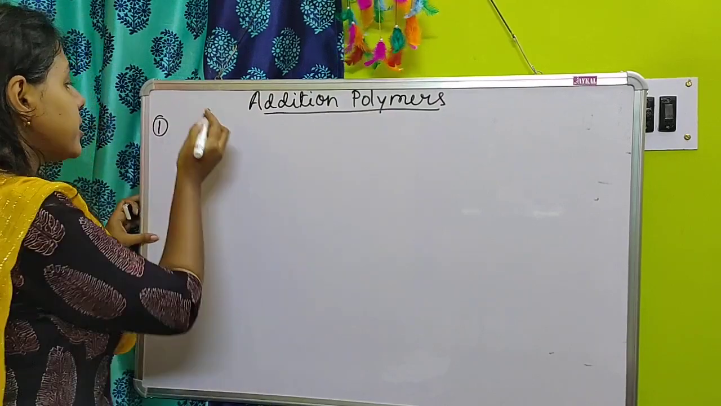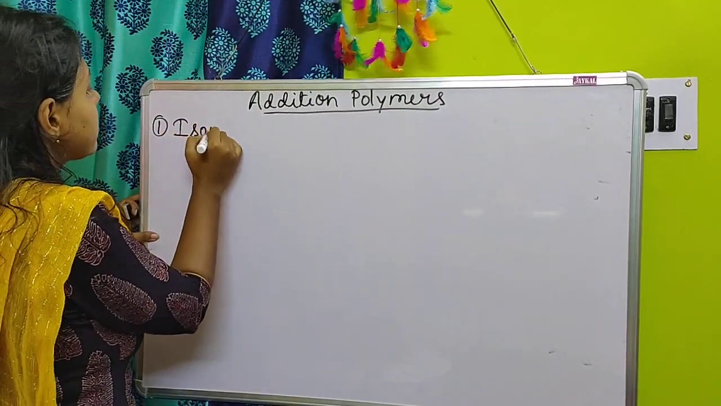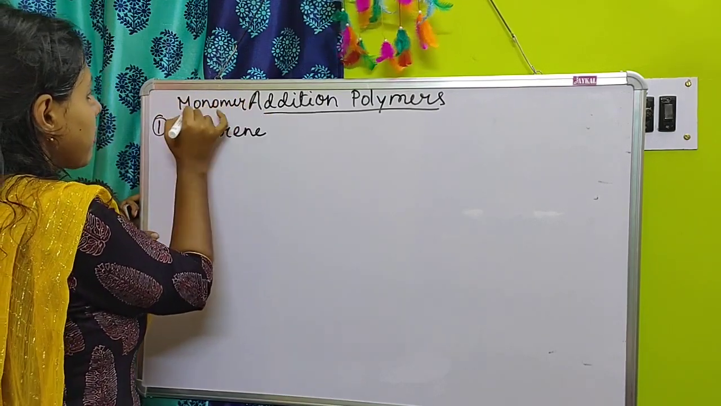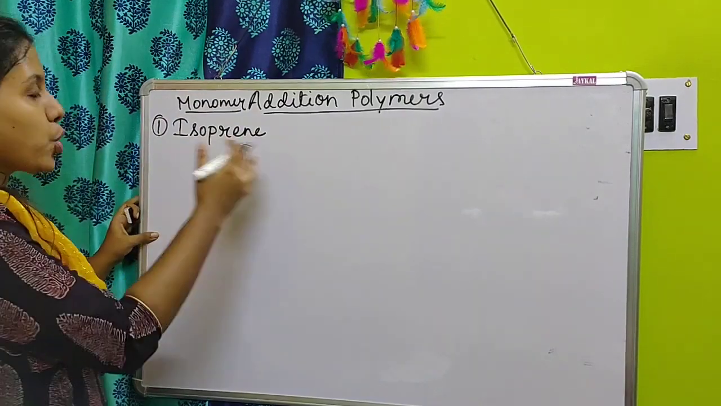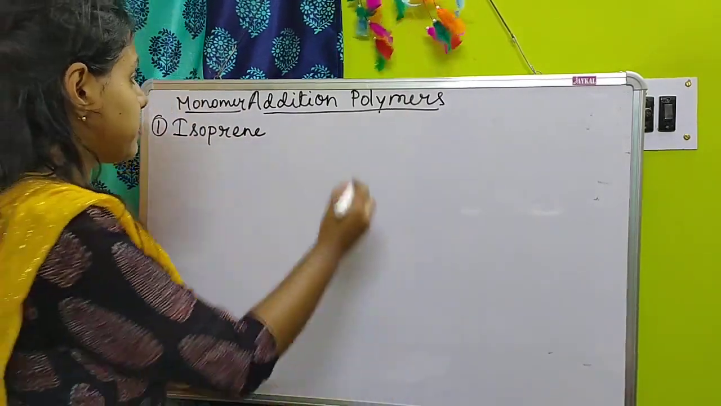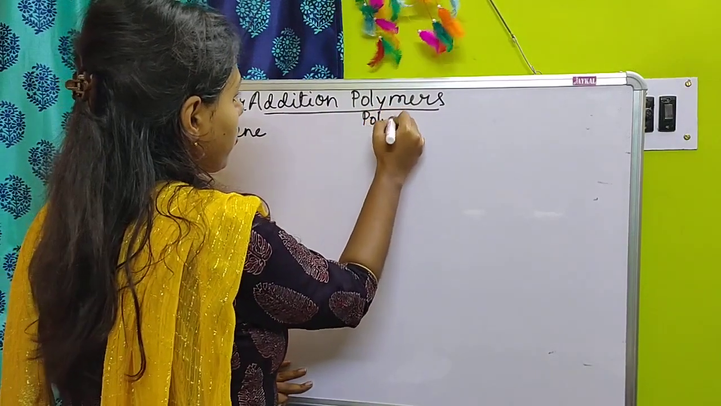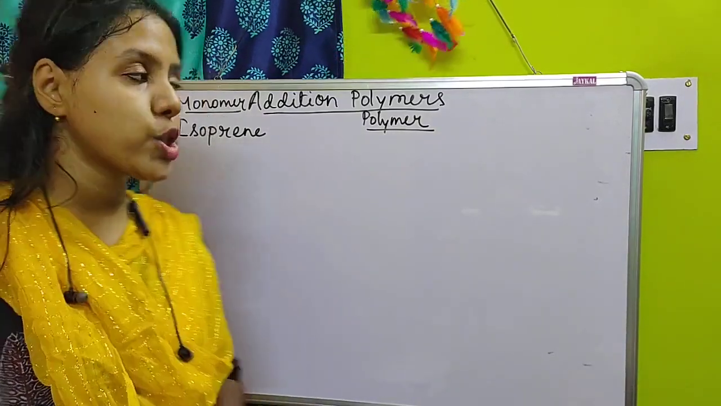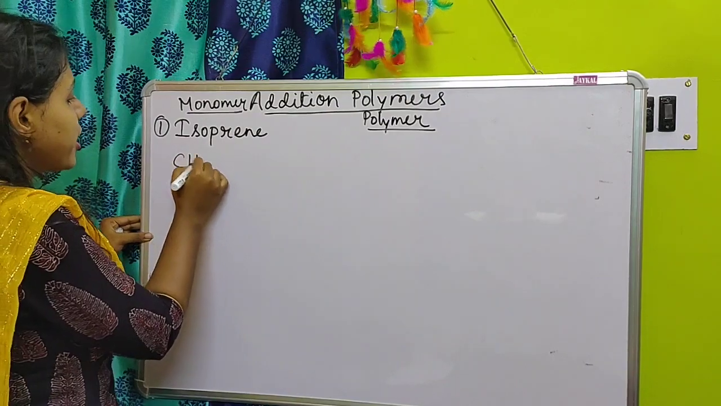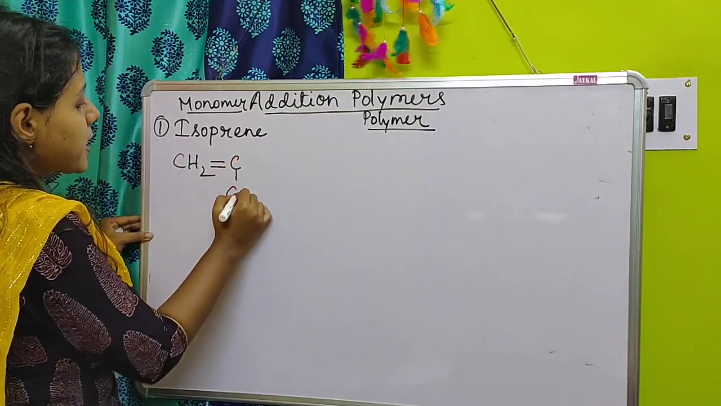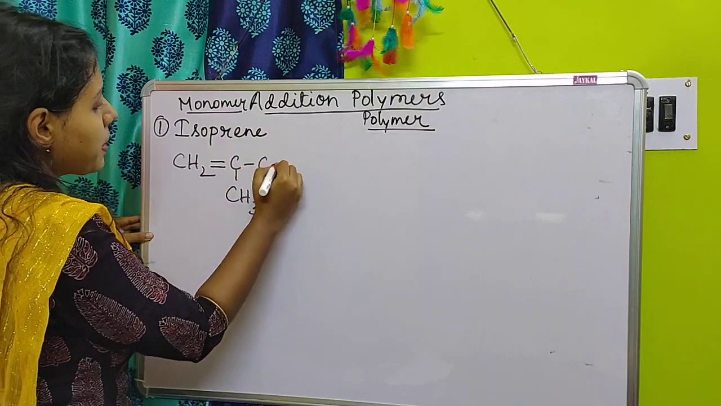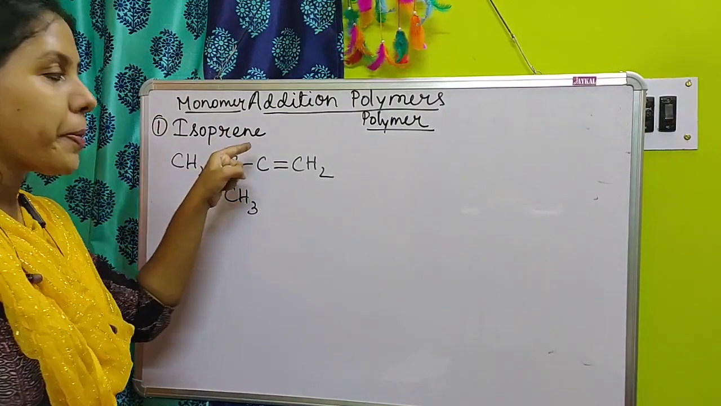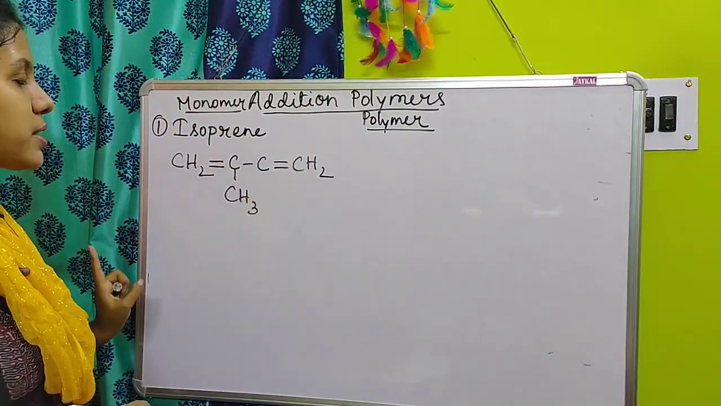These examples are important. First is isoprene. This is the monomer. I will show the structure of the monomer and then the polymer. What is the structure of isoprene? Isoprene has the structure CH2 double bond carbon, single bond CH3, single bond carbon, double bond CH2. So the name of the monomer is isoprene.